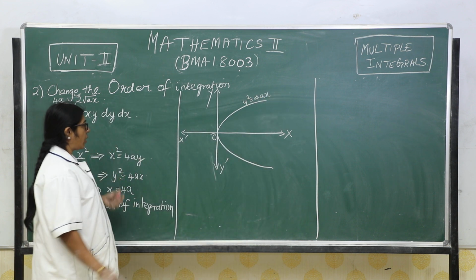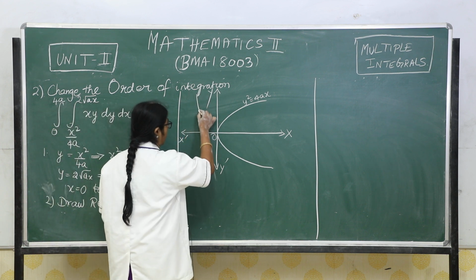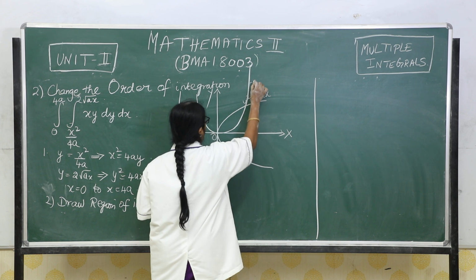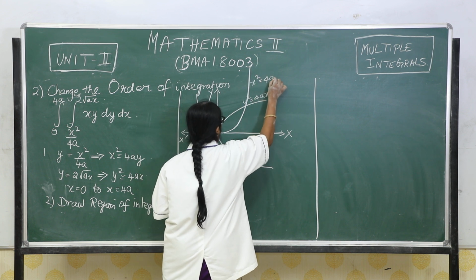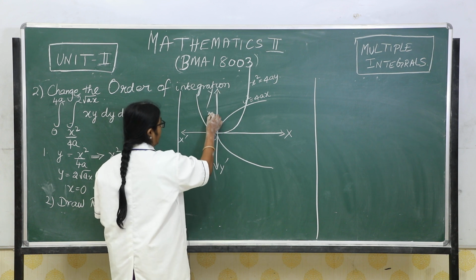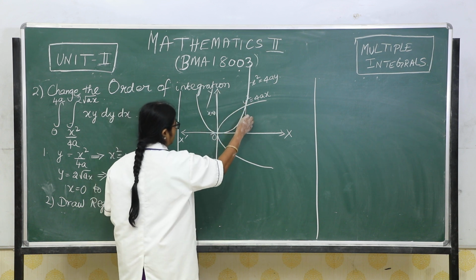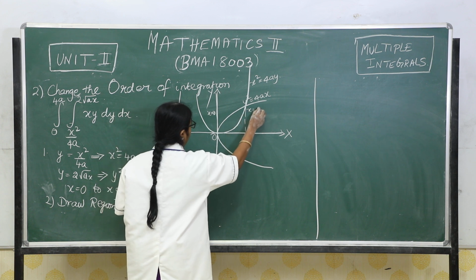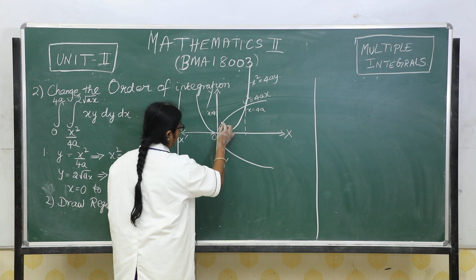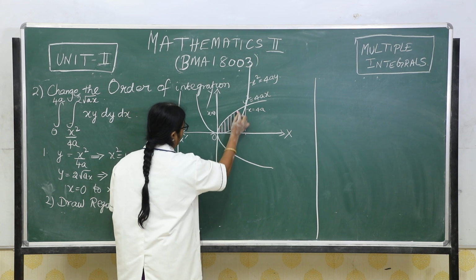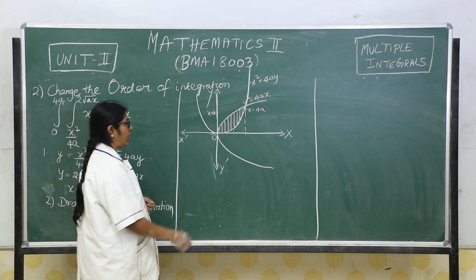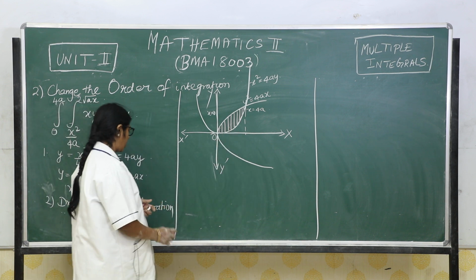Another parabola, x squared equal to 4ay. X squared equal to 4ay is this parabola. And x equal to 0 is this line, and x equal to 4a is this line. So, I will be shading the region. This is the region of integration, I want only this region of integration.